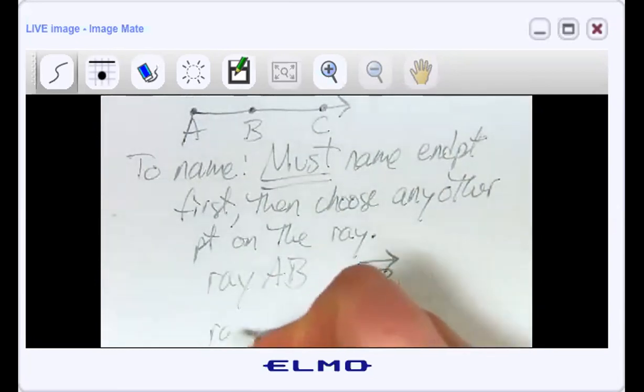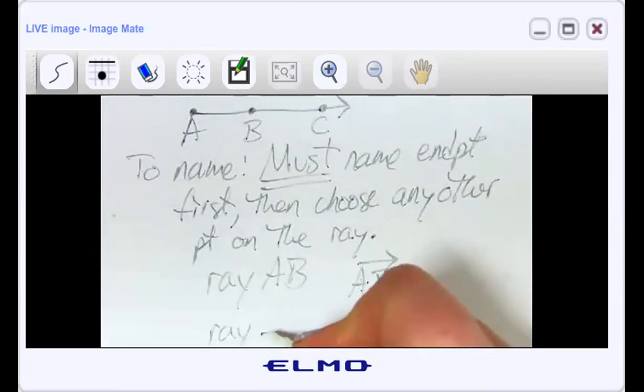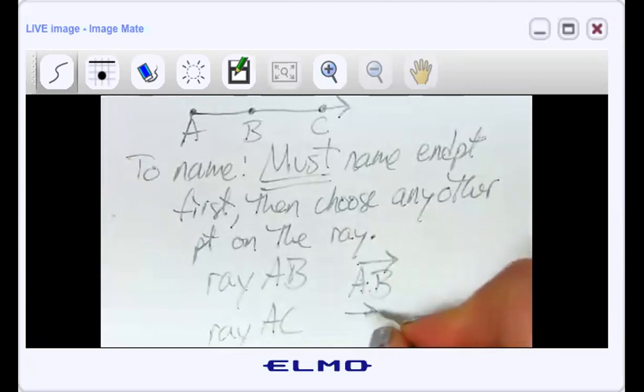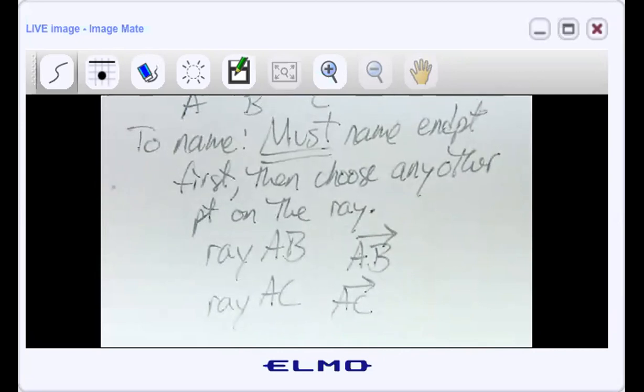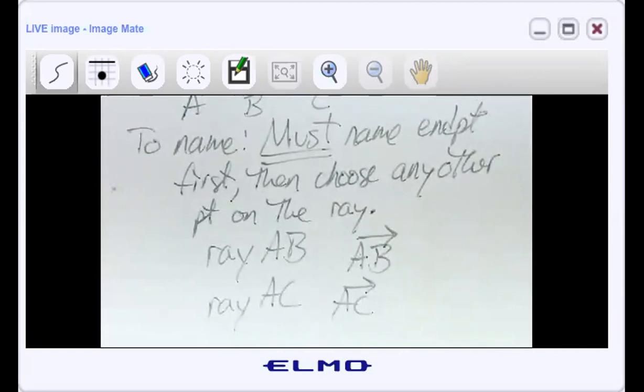All right. So your other option was ray, what did I say? AC. So again, symbolically, you could have done it like that. So either of those is fine, but it has to start with A.